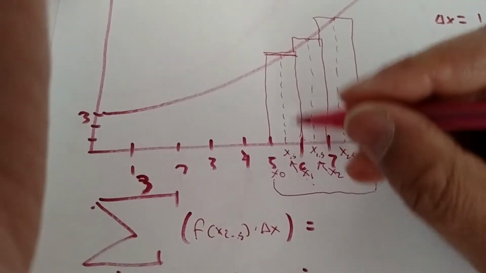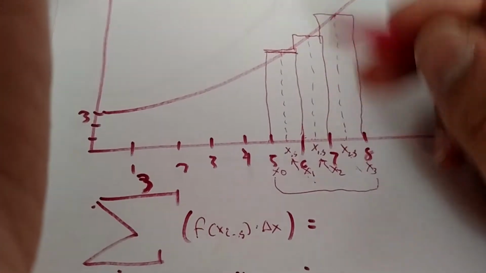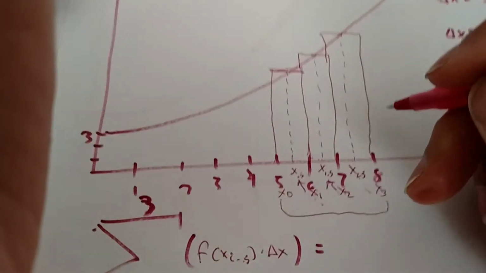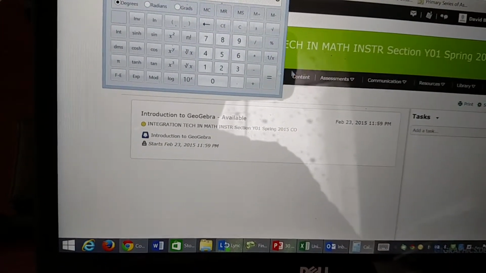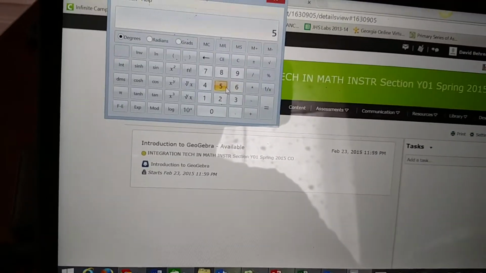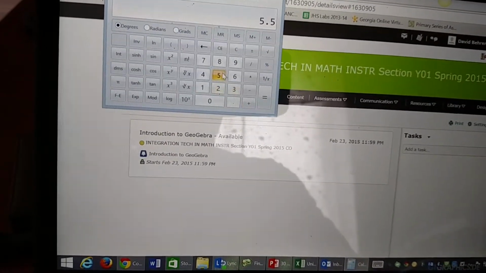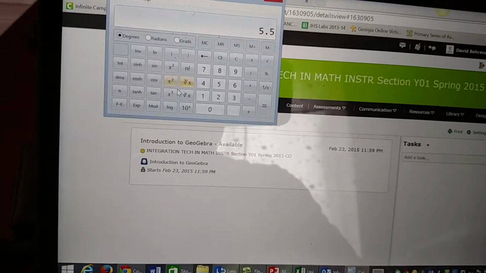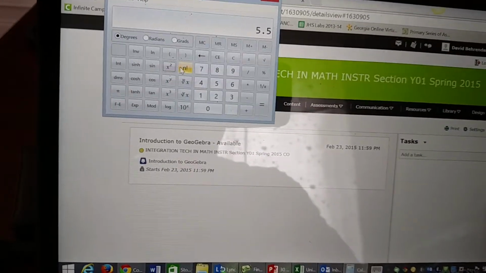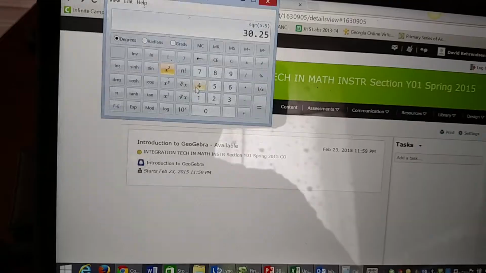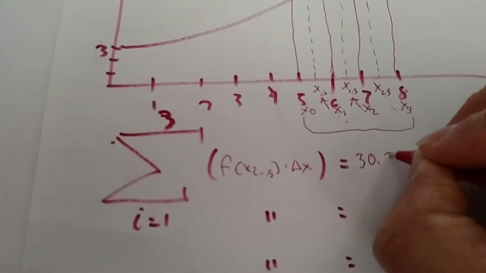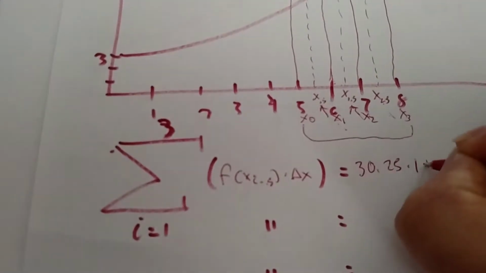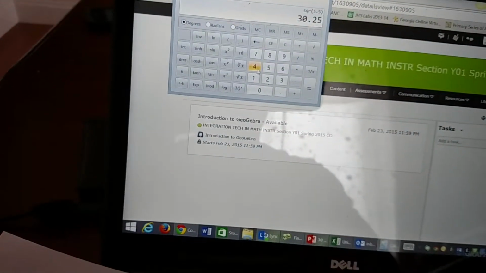So we just got to figure out what all these are. That's basically 5.5 squared, 6.5 squared, and 7.5 squared. Let me go ahead and calculate all those. I'm just being lazy. I probably should have done it in advance. 5.5 squared is 30.25. So the first height is 30.25. The base is still 1. And then 6.5 squared.